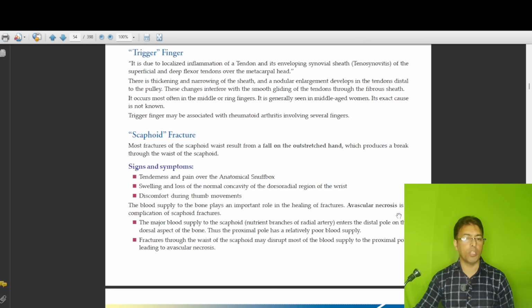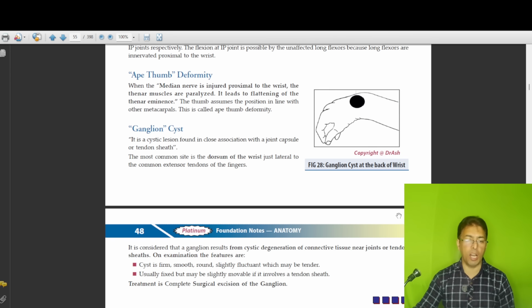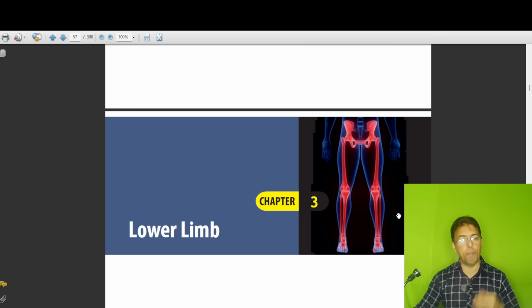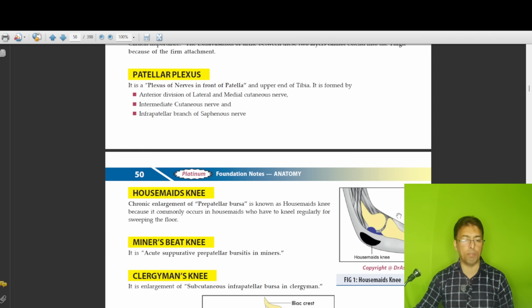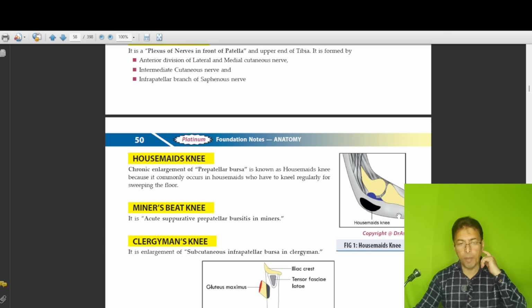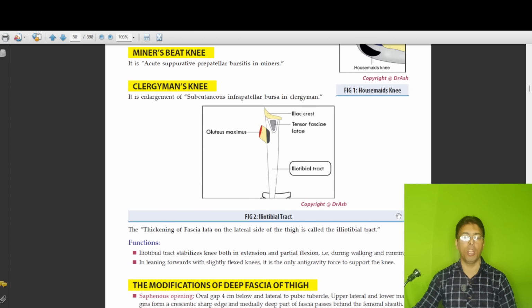And that's why scaphoid fracture, trigger finger, mallet finger, what you expect at claw hand, ape thumb deformity, to mention a few from the upper limb. So lower limb, all the things which are asked: petal plexus, housemaid's knee, miner's beat knee, clergyman's knee. So things which need differentiation. This is something which sets this book apart from the other books.